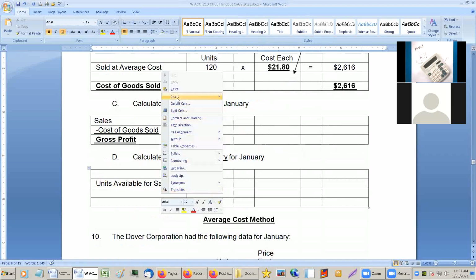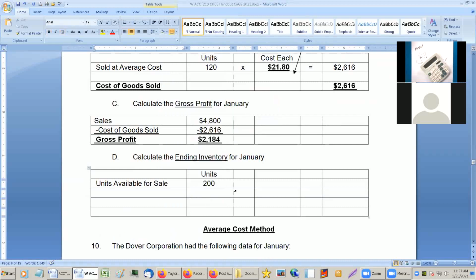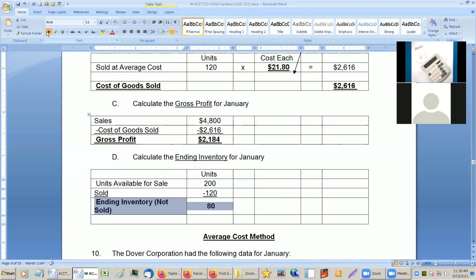I'm going to insert 200 available, sold 120. A minus there. And this will be our ending inventory, otherwise known as what was not sold. $80.